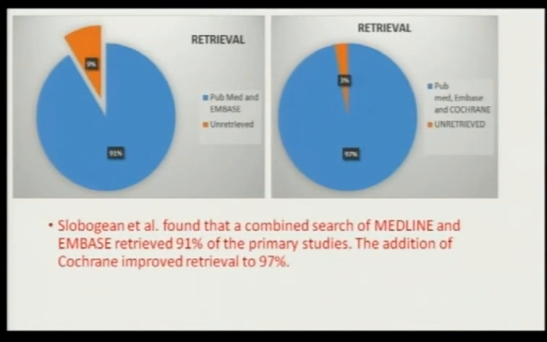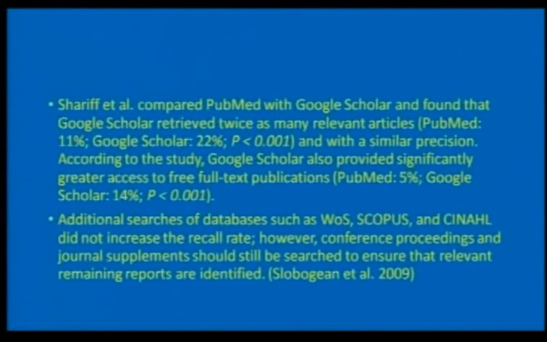If you look at the study by Sloberg, Gian, if you use PubMed and Embase together, you can get at least 91% of the primary studies. And if you add the Cochrane, which is basically a database of reviews, you can get almost 97% of the studies. That's pretty decent. And then you have to do some unconventional searching after that.